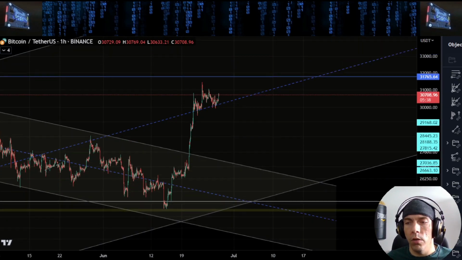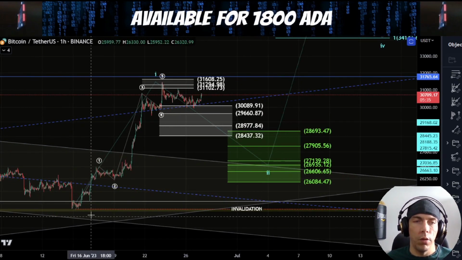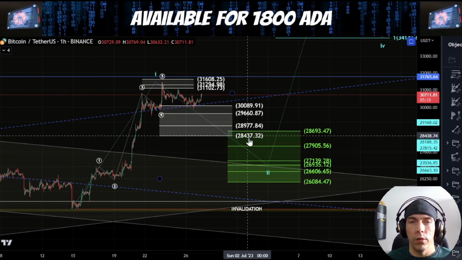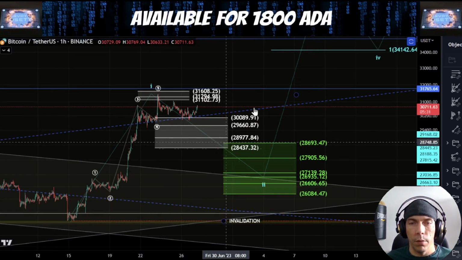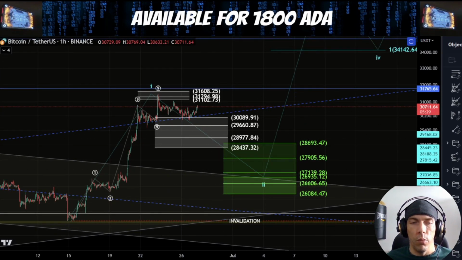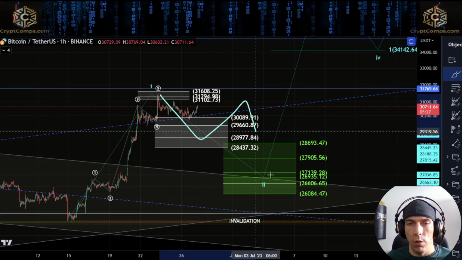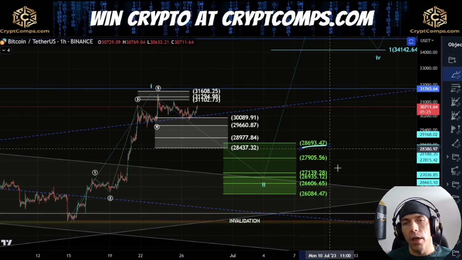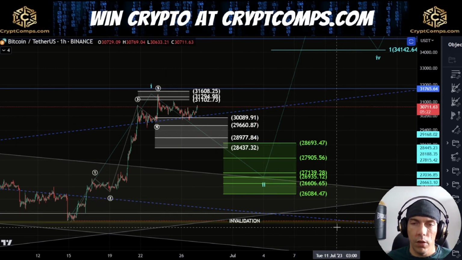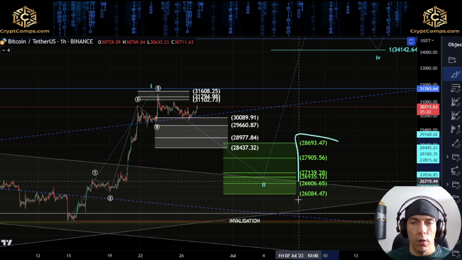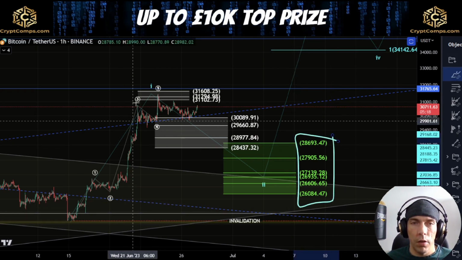Now, if we want to argue that this is potentially completed, where this is actually just 1, 2, 3, 4, 5, nice and simple, we could be looking for something like this as a bigger 3-wave move to the downside, looking to target out this lower zone here between this 28,693 to this 26,084.